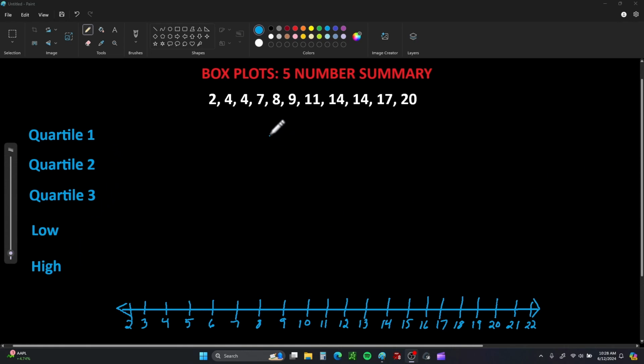So when we're looking at the number set, the first thing that's important to do is you have to put them in number order. So if they're not in number order, just reorder them. I look over here and the low number is a 2, and the high number is a 20.